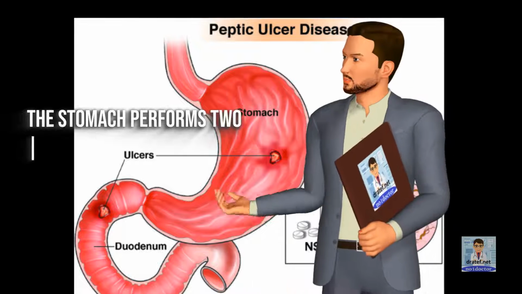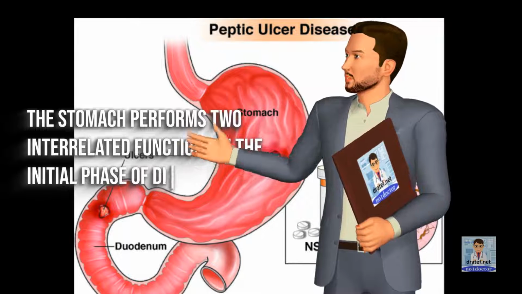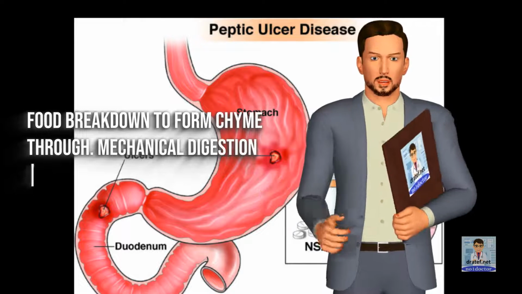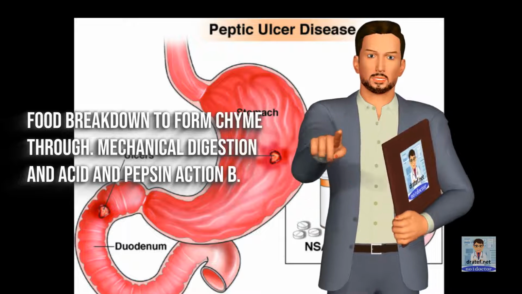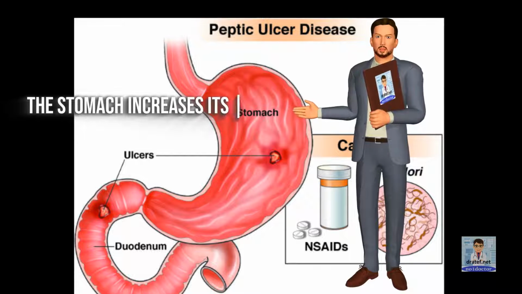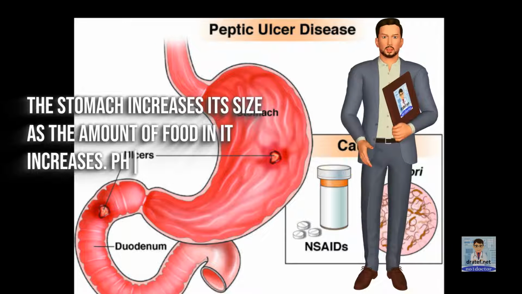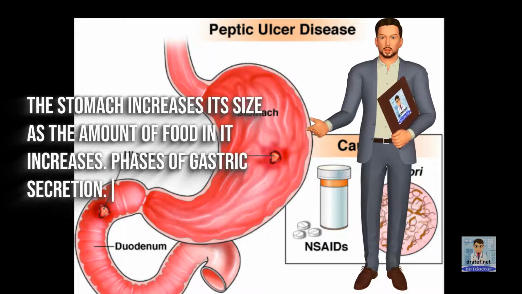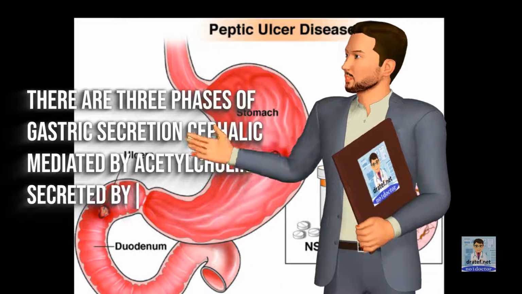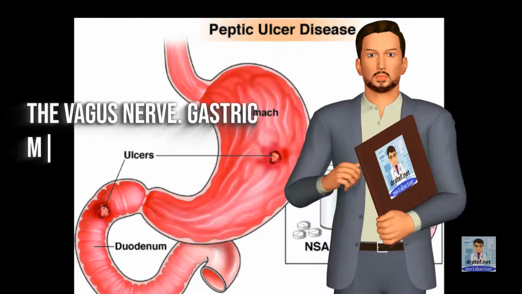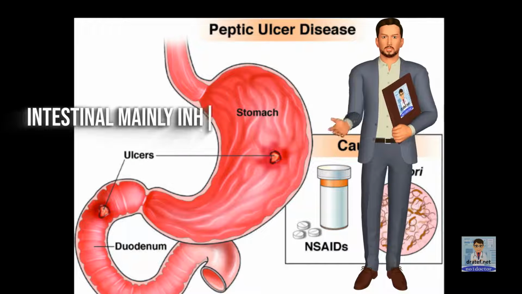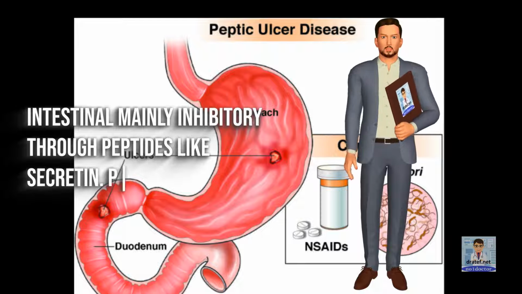The wall of the stomach has 4 layers: mucosa, submucosa, muscularis and serosa. The stomach performs 2 interrelated functions in the initial phase of digestion: A. Food breakdown to form chyme through mechanical digestion and acid and pepsin action; B. Reservoir through receptive relaxation, i.e. the stomach increases its size as the amount of food in it increases. Phases of gastric secretion. There are 3 phases of gastric secretion: cephalic, mediated by acetylcholine secreted by the vagus nerve; gastric, mediated by the hormone gastrin from G cells; and intestinal, mainly inhibitory through peptides like secretin.